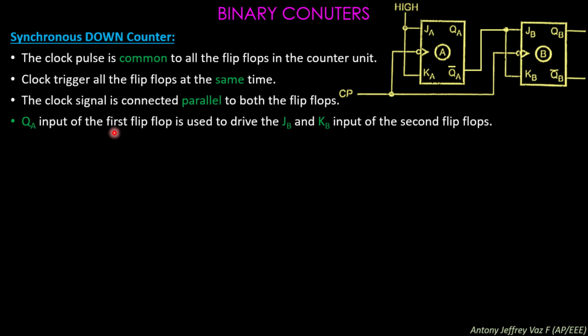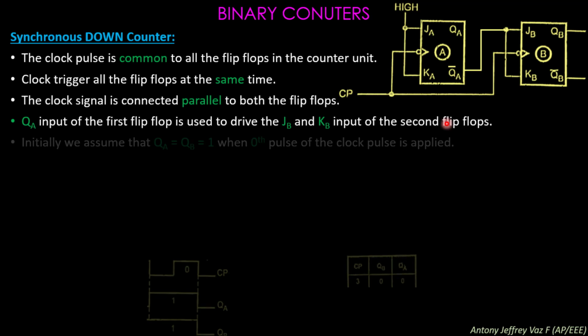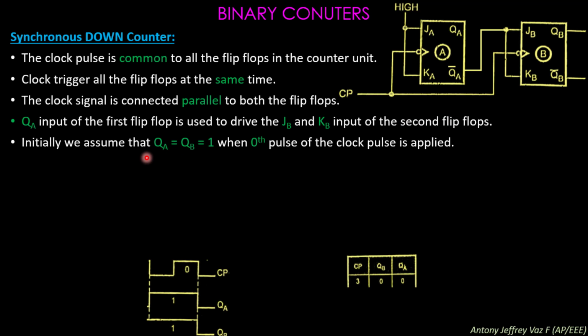The QA input of the first flip-flop is used to drive the JB and KB. So it is the QA bar input. Okay, the QA bar input is what we are going to use for the second stage flip-flop. Initially, we assume that QA equals QB equals 1 when the 0th pulse of the clock pulse is being applied. So in this stage, you can see this is the 0th edge of the clock pulse, and both QA and QB are made to be 1.